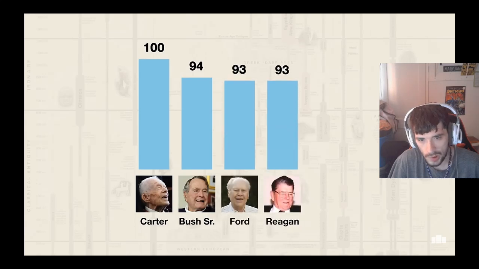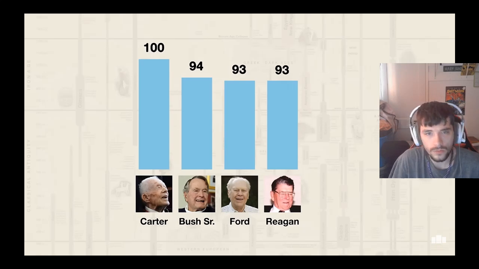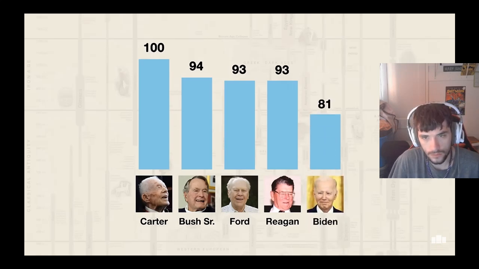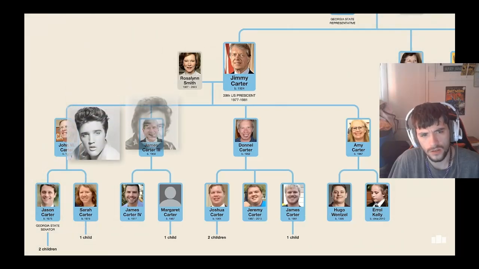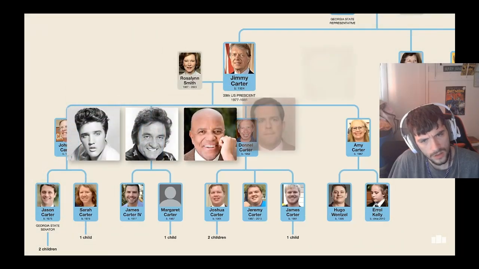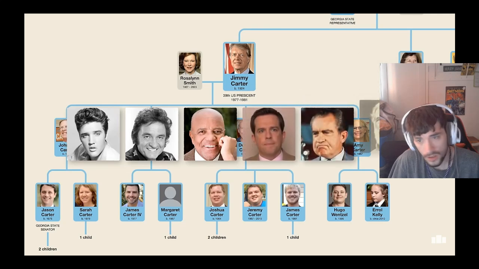Of course, the oldest serving president is the current one, Joe Biden. When he steps down on January 20th of next year, he will be 82. The other interesting thing about Jimmy Carter is the number of famous people he's related to. On the family tree I'll be showing you today, we'll see Elvis, Johnny Cash, Berry Gordy, Ed Helms, Richard Nixon, Robert E. Lee, and many other names that you'll recognize.